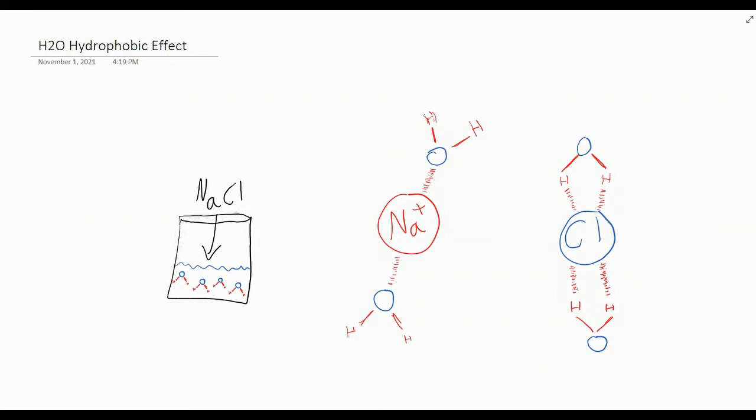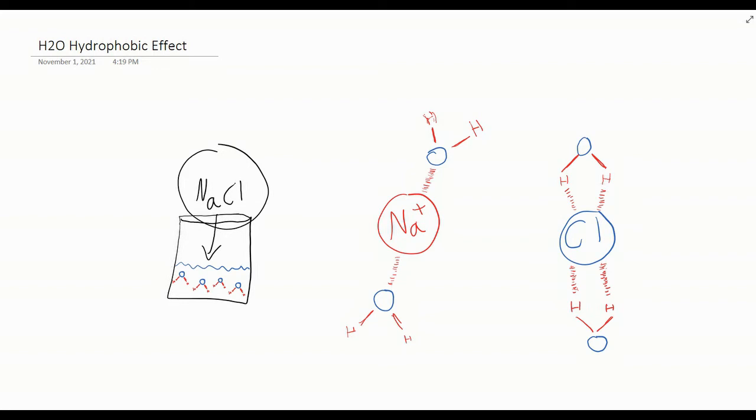So let's take, for example, a polar compound put into water. In this case, we're going to look at NaCl, sodium chloride. Sodium chloride has an ionic bond, where sodium gives away one full electron from its valence shell to chlorine. This causes an ionic bond. We'll go over ionic bonds, covalent bonds, polar covalent, and nonpolar covalent later on in this video. But for now, let's get into the hydrophobic effect.